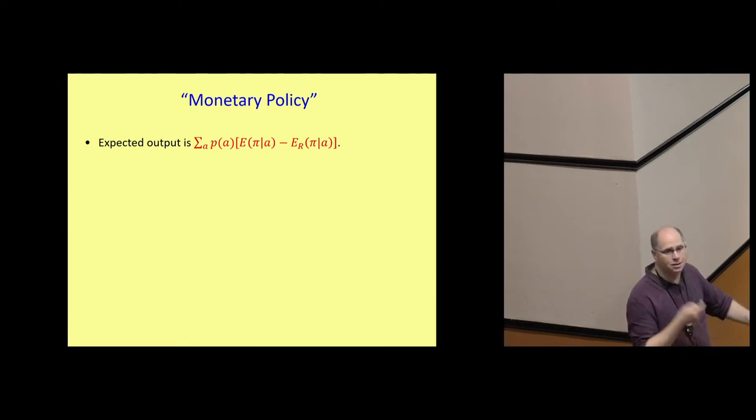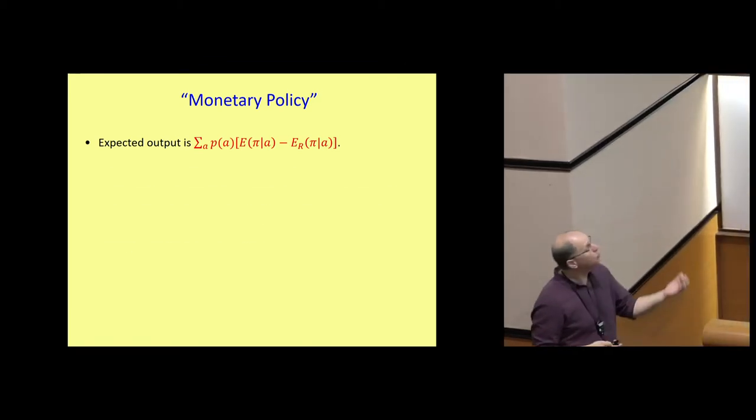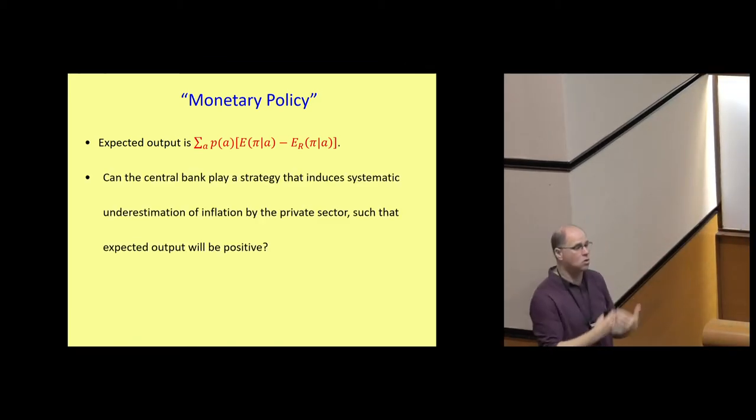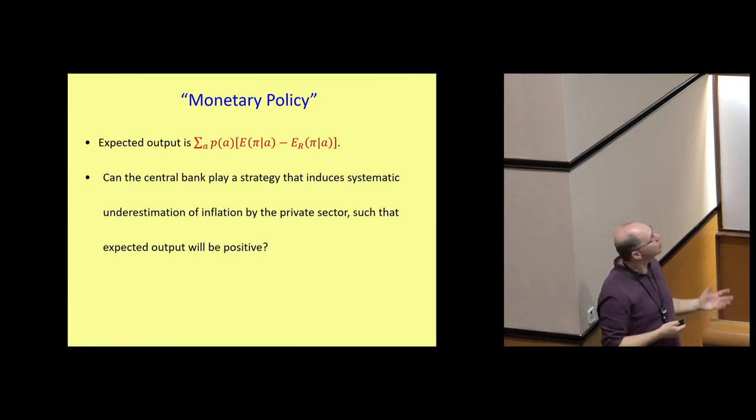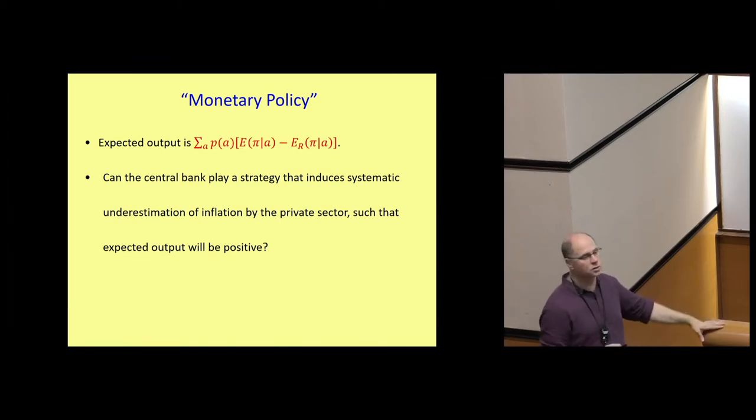And so I realized that the key economic question here hinges on whether, on average, expected inflation deviates or could be made below actual inflation. So the question here becomes, is there a strategy for the central bank, which is this thing here, that's the mixed strategy for the central bank, that will induce systematic underestimation of inflation such that expected output will be positive?